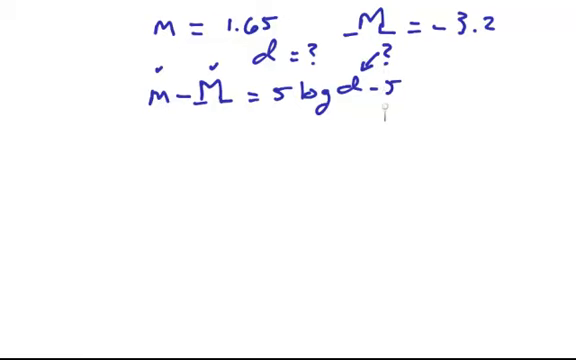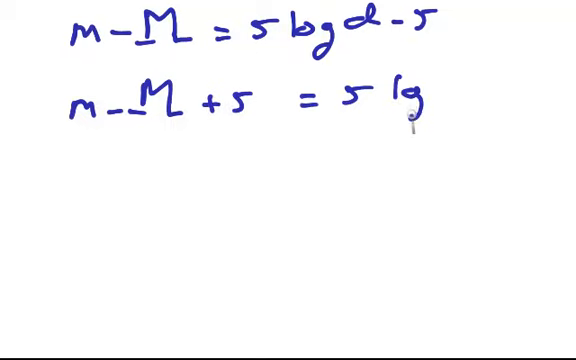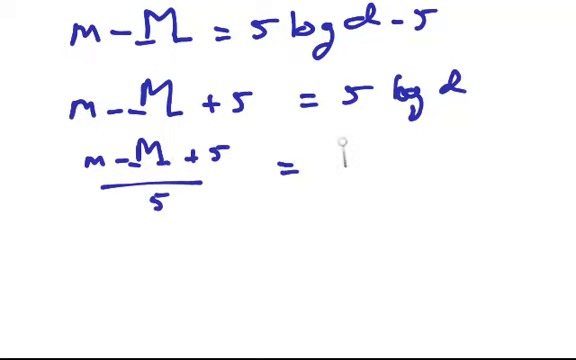The first thing you have to do is add 5 to each side, so that you're going to have little m minus big M plus 5 equal to 5 log d, and then you divide each side by 5. So we're going to, in the end, have little m minus big M plus 5, the whole thing divided by 5, equal to log d. And now we're pretty much done.